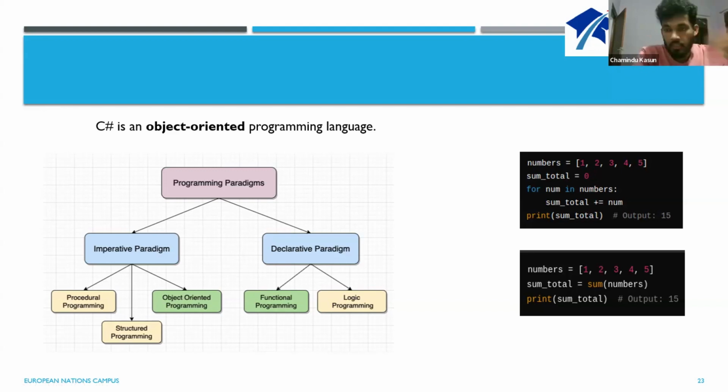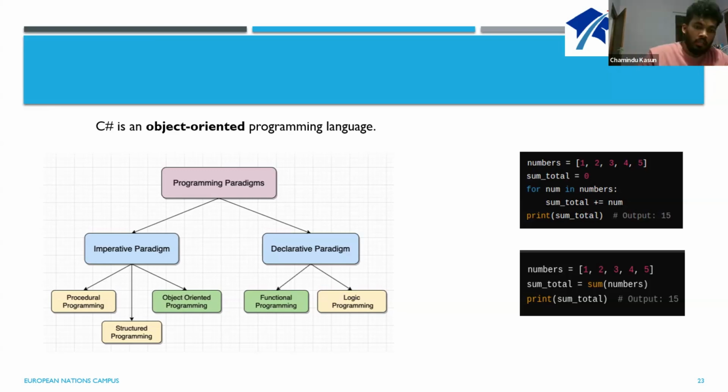C sharp is a language that we use in imperative programming. Object oriented is an imperative programming paradigm, where we tell how to do it. Declarative programming is like what you've heard about React.js, where we tell what we want, right? So object oriented is an imperative programming paradigm.